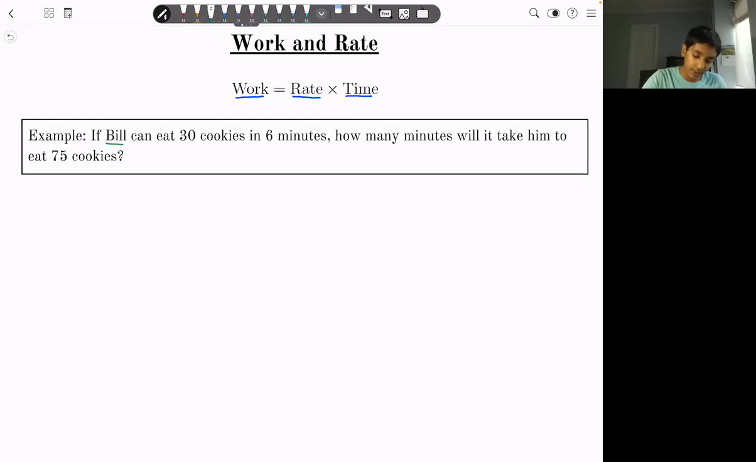If Bill can eat 30 cookies in 6 minutes, how many minutes will it take him to eat 75 cookies? There are actually two ways to do this, but for now I'm going to use the method that uses this formula. How much work is being done? He's eating 30 cookies, so 30 is the work. And there's some rate, we don't know what rate he eats them at, some rate R, times the amount of time he spends, which is 6 minutes. From here we can find that R is 30 divided by 6, or 5.